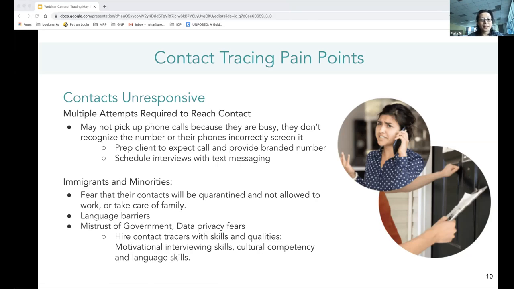Lastly, for immigrants and minorities, sometimes there are language barriers, and we find that in a lot of our public health outreach work, the people who are the hardest to reach are also those people who are linguistically isolated. Some of the solutions that we've seen work is to hire people with those linguistic skills, as well as cultural competency skills and motivational interview skills. So people who are persuasive and can speak the languages of those communities and really inspire them to provide their contacts. Next.